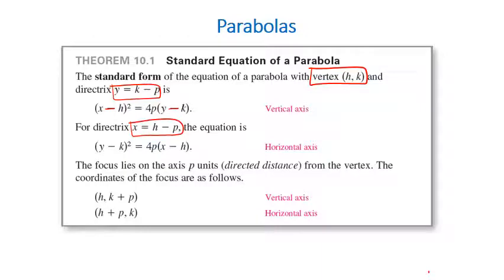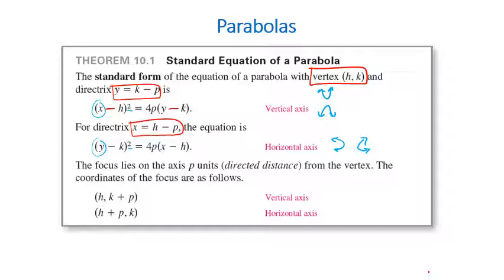If the parabola has a vertical axis, that means the parabola will be opening either up or down. And the way you can tell by the equation is whether or not the x value is squared or if the y value is squared. If the y value is squared, we'll have a horizontal axis and the parabola will be opening left or right.